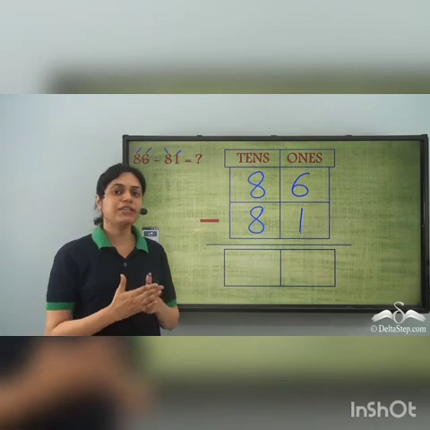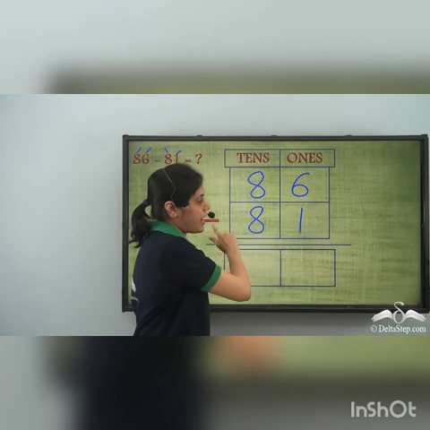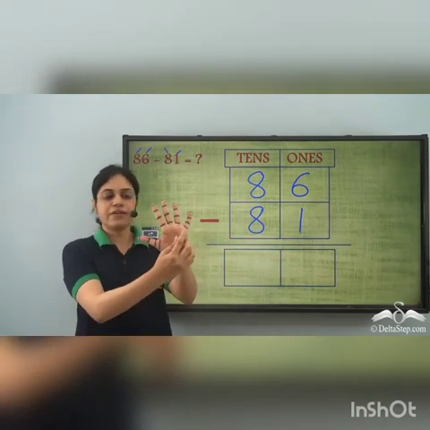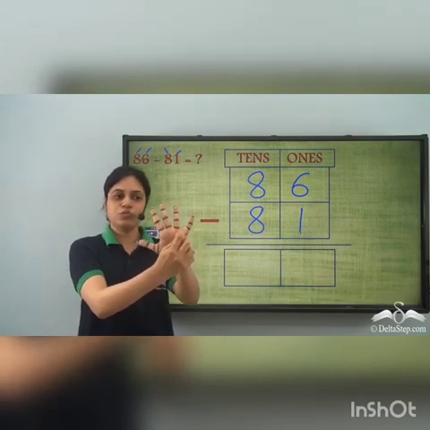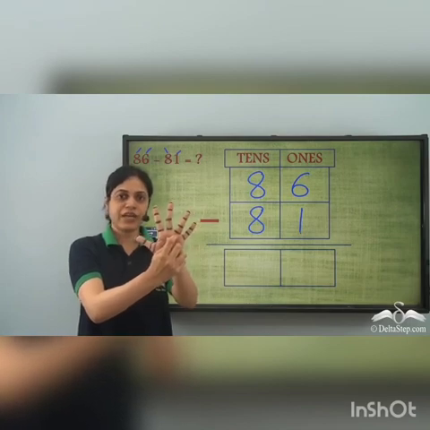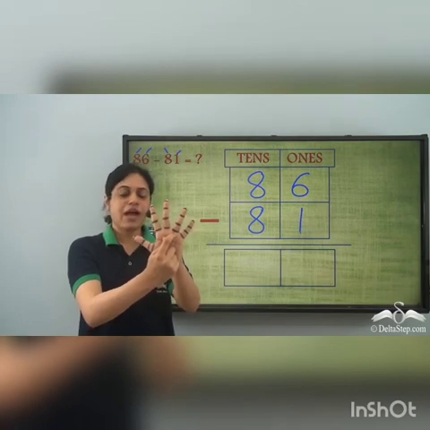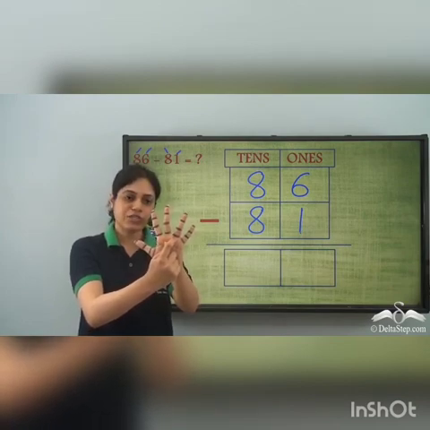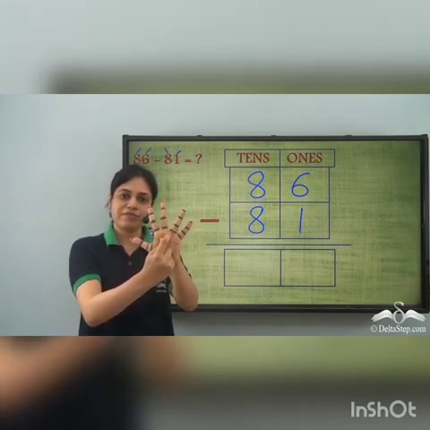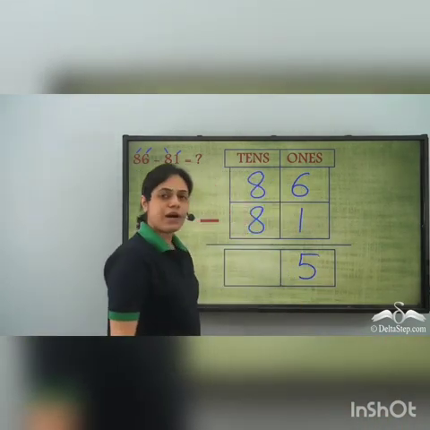Now I subtract the digits in the ones room first. So I need to do 6 minus 1. I start after 1. So I start with 2, 3, 4, 5, 6. Right? So I start after 1 and go on till 6. And how many finger marks have we counted? 1, 2, 3, 4, 5. So we have counted 5 finger marks.